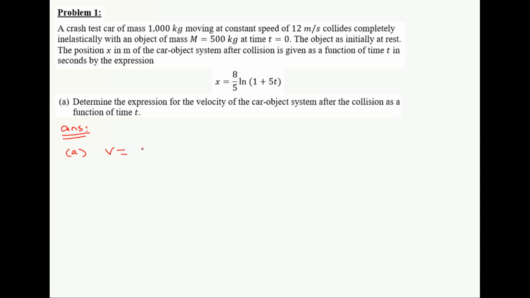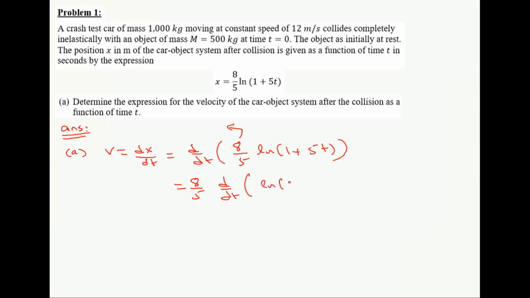We know that v is given by dx/dt, which is d/dt of 8/5 ln(1 + 5t). Now this is a constant, so it can be dragged out. That would be 8/5 d/dt of ln(1 + 5t), and we know the derivative of a ln function using the chain rule, ln u, is u prime over u.